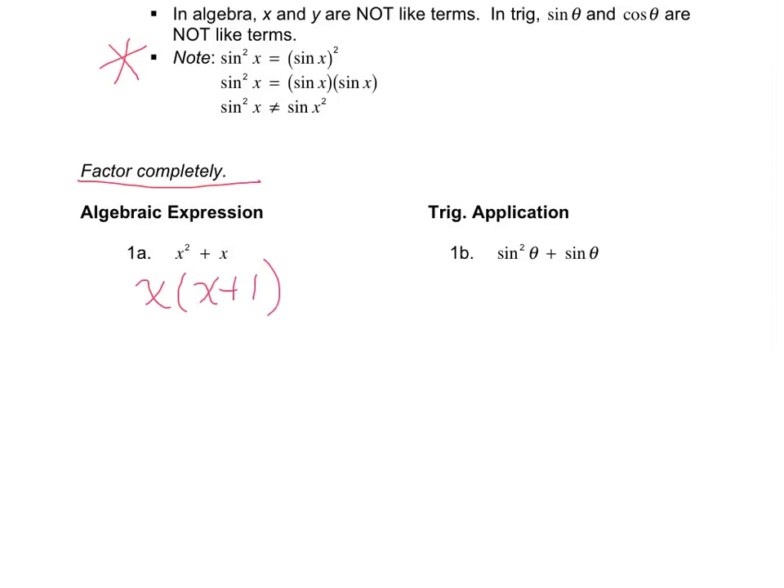So let's take a look at 1b. Sine squared of theta plus sine of theta. Well, it looks like I can also GCF out a sine. So if I GCF out a sine of theta, I will have sine of theta times sine of theta plus 1. So I'm actually thinking of sine of theta as an x. All right, let's go on to a couple more examples.